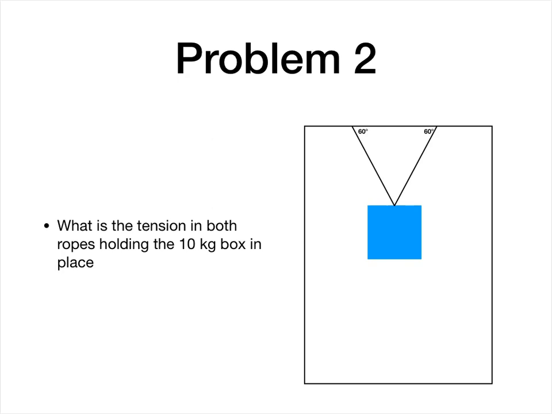What is the tension in both ropes holding the 10 kilogram box in place? Alrighty, well, I know this is a little unconventional, but boom. I have tension that way, tension that way, weight that way. Let's see, 10 kilogram box, so this is 10 times 10, or 100 newtons.